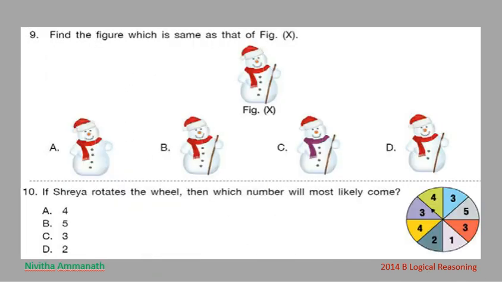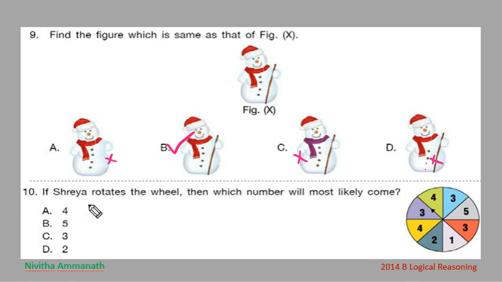Find the figure which is same as that of figure X. So in this figure, this line is not here. Is it? Yes. So this is not. Here one is violet. This is red. So this is not. Here also, 1, 2 is here. Dot 3, 4 is not here. So this is not. So this is the correct option.